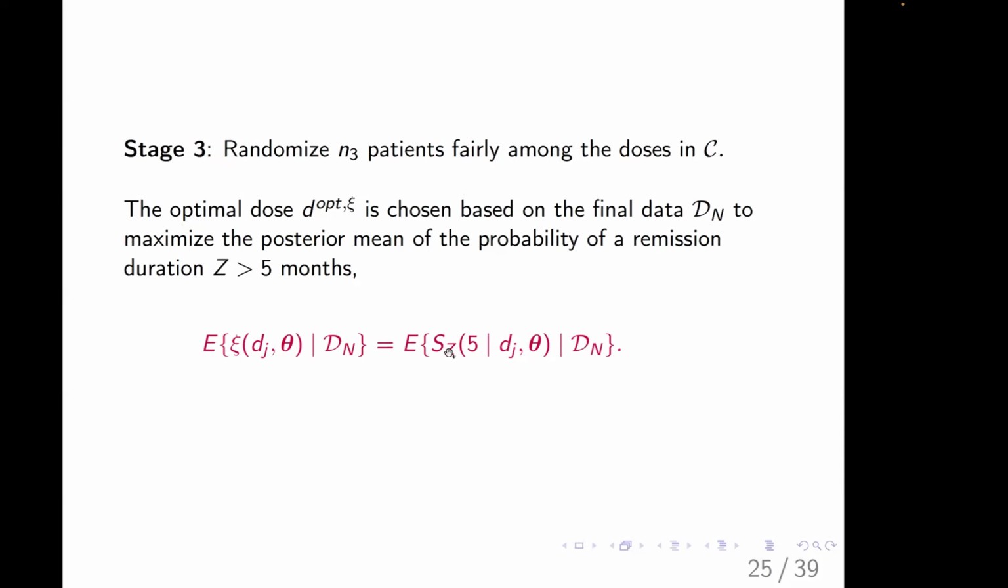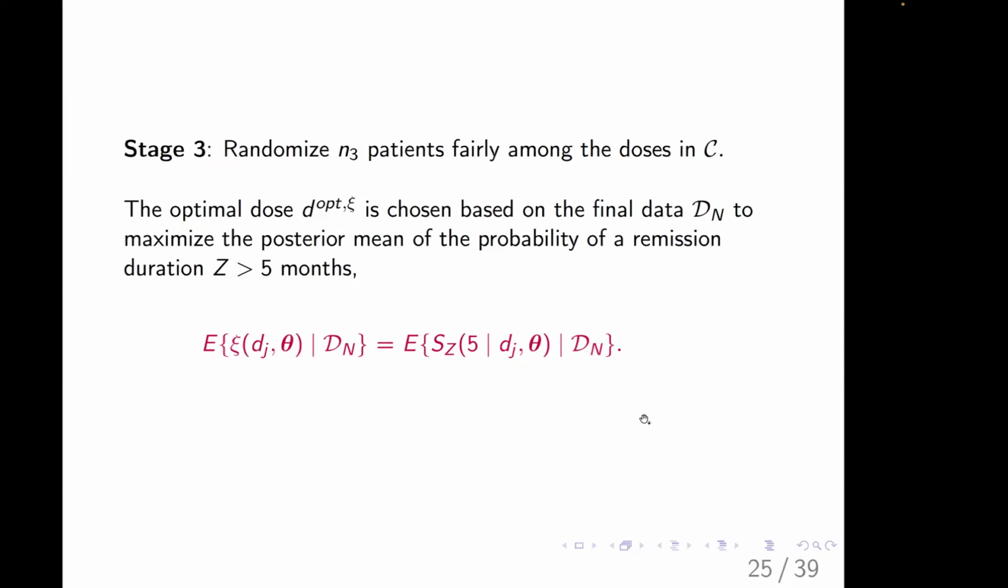This is the probability that your remission duration was at least 5 months. Of course, the times can be adjusted to whatever the investigator thinks is reasonable. So they were evaluating response at month 5, and then remission duration at month 6. You get the survival probability at month 5 as a function of dose and parameters, and since we're Bayesians, we take the expected value of that given the data.